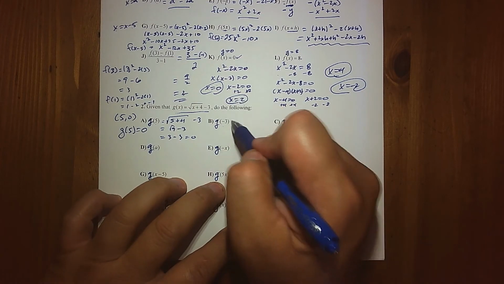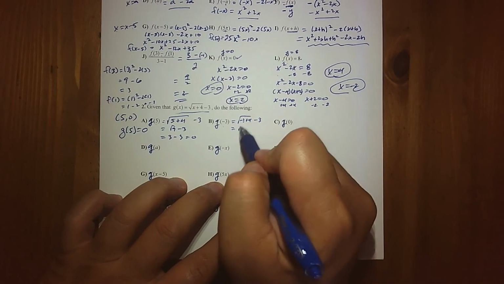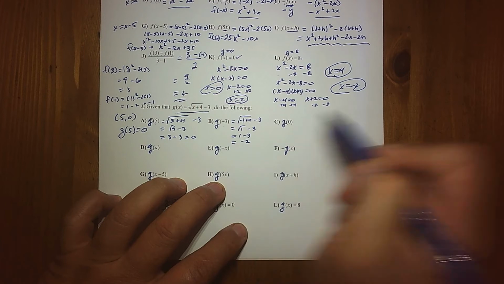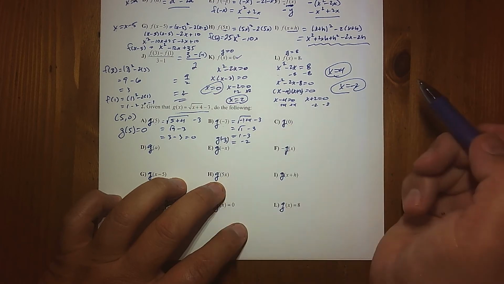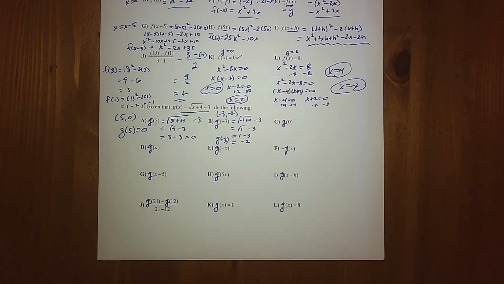G of negative 3, again, we just go to our function, put it in, get the square root of 1, that's 1 minus 3, we get negative 2. So g of negative 3 is negative 2. And again, graphically, that just means I have the point negative 3, negative 2 on my graph. All right, so that's all we're doing.